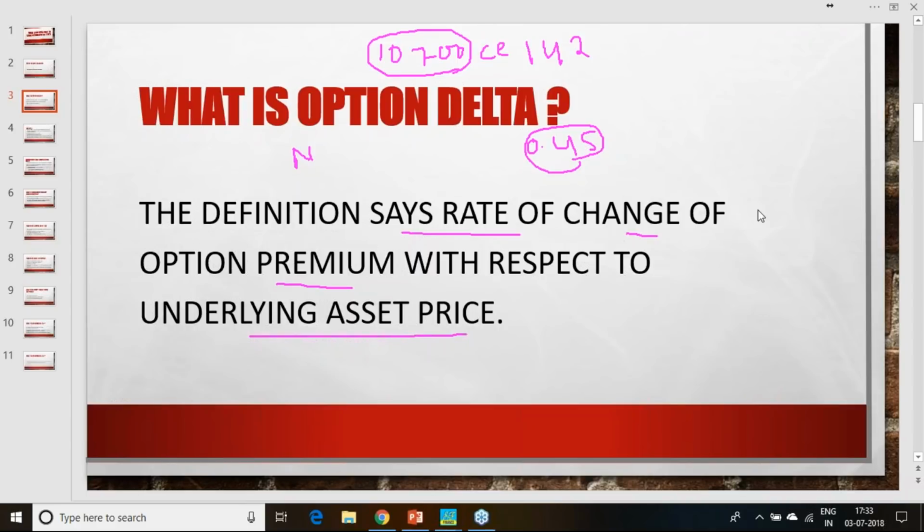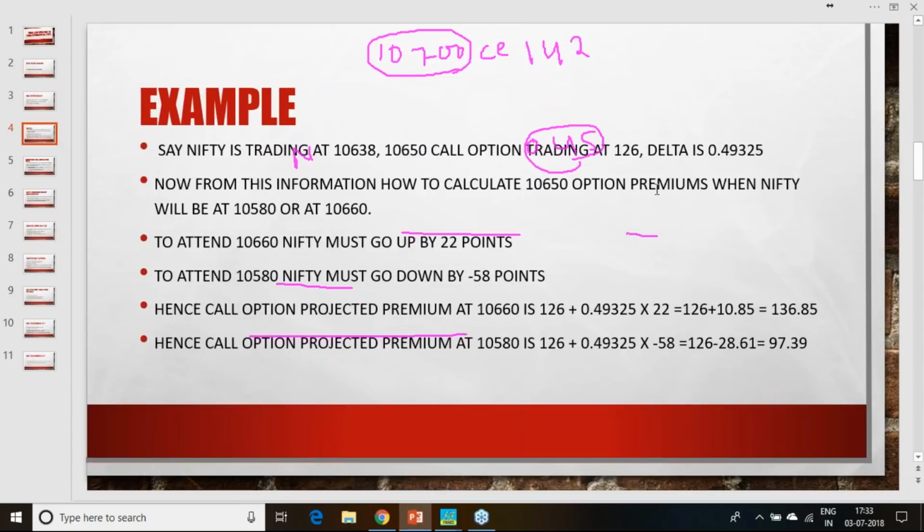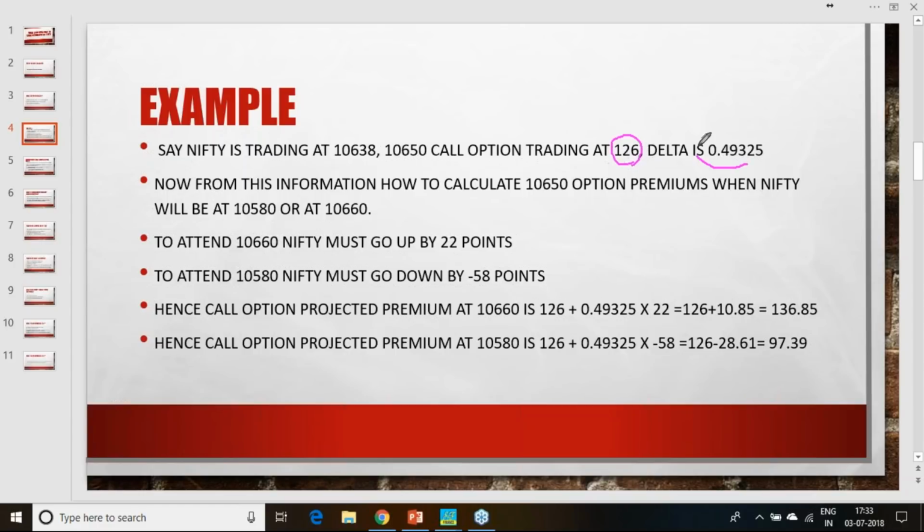So how we can utilize these things for our benefit, that I am going to explain. I have given some examples, and we will also do some back testing. Nifty is currently at 10,638. I have taken the 10,650 call option and it is trading at 126, and I have also calculated the delta. This delta calculation I will show you in our web calculator. So forget about the formula, you got the delta.